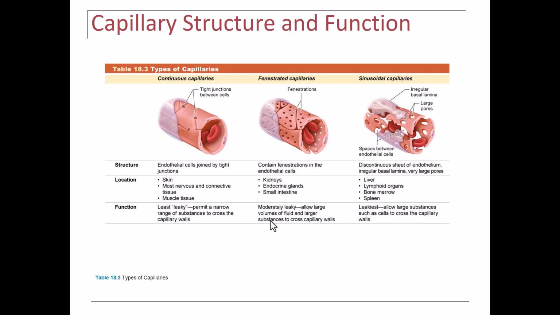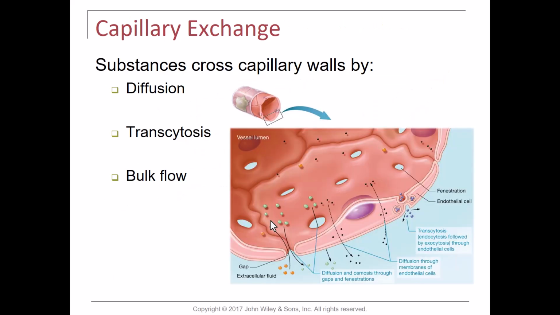So we can see here the summary of continuous capillaries, fenestrated capillaries, and sinusoidal capillaries. Continuous are the most common. You see fenestrated in kidneys, endocrine glands, and small intestine. Sinusoidal capillaries are where you take in red blood cells and where you are making them. So it depends on how leaky they are. The continuous are the least leaky, and then of course the sinusoidal, because of all those spaces, are the most leaky.